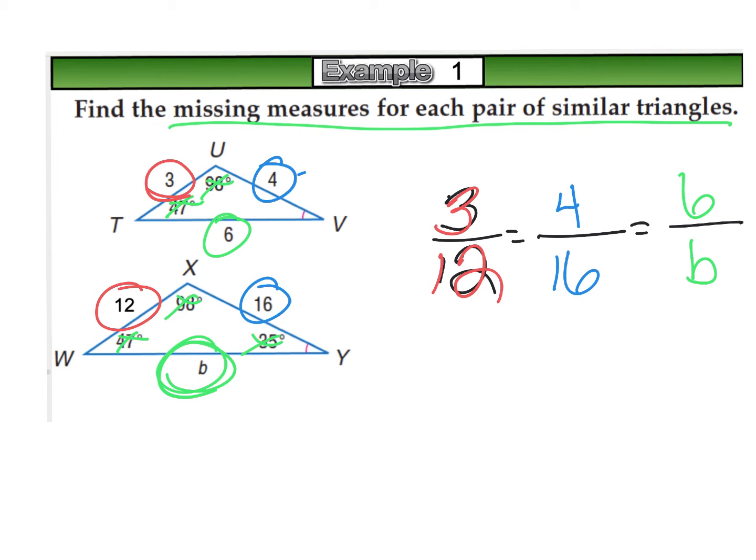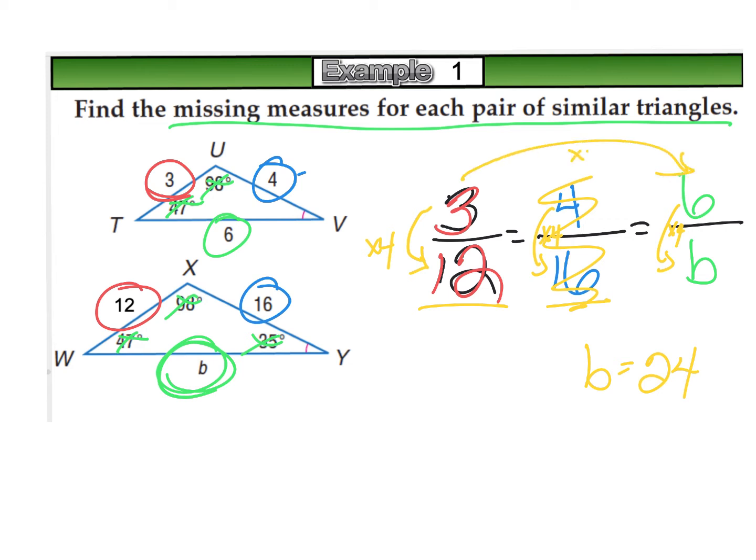So if you look at 3, I can take 3, multiply it by 4, that gives me 12. 4 times 4 gives me 16. So I'm going to do the same thing here. 6 times 4, B is going to equal 24. So that's how that works. It even goes this way. If I didn't use the 4 over 16, 3 times 2 gives me the 6. So if I wanted to do it this way, 12 times 2 gives me the same 24.